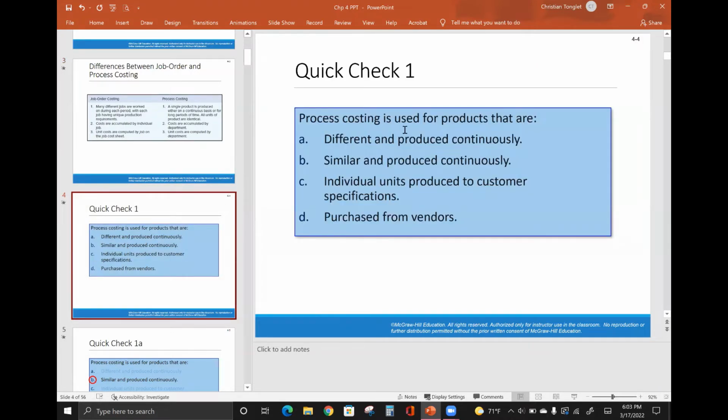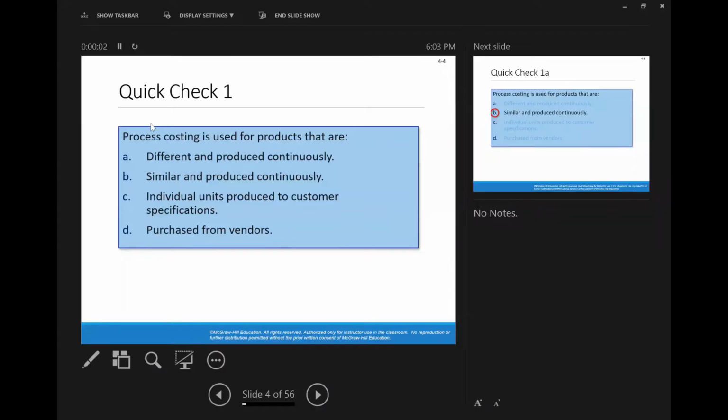Okay, process costing is used for products that are: A, different and produced continuously; B, similar and produced continuously; C, individual units produced to customer specifications; and D, purchased from vendors. I have to do this so you can't see the next slide. You probably already saw the answer. It's not hard, you should know it anyway. So what do you think the answer is? Process costing is used for products that are? Yes, B, similar and produced continuously. So this is our answer here.